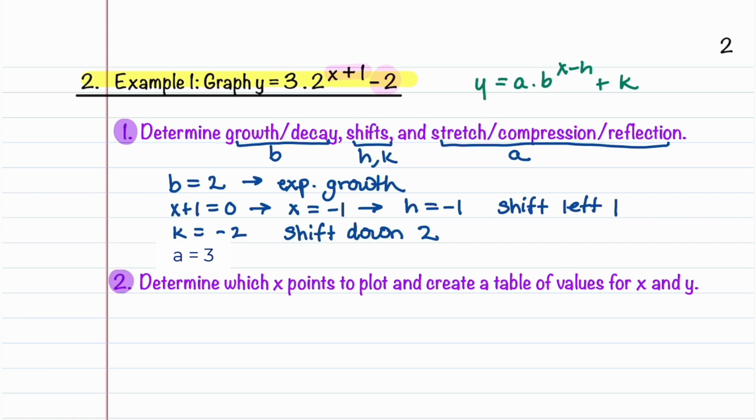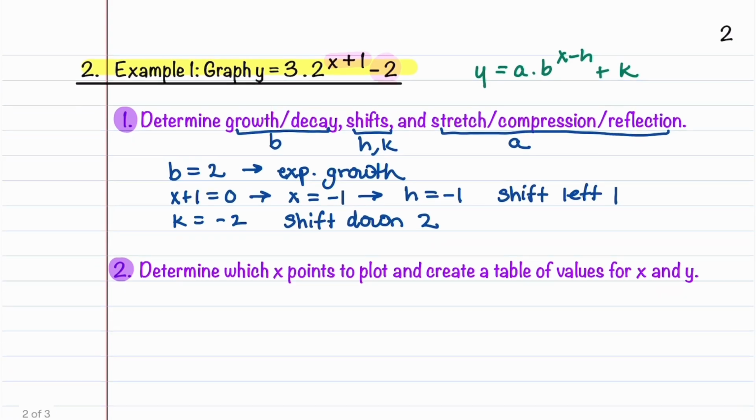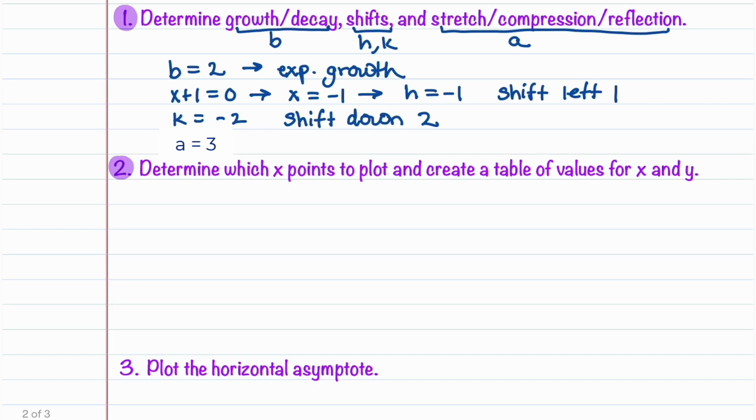Let's now go on to our next step. That step is to determine which x points to plot and then create a table of values for x and y. I'm going to have to move this up, so I'm actually going to write down our function again. y is equal to 3 times 2 to the x plus 1 minus 2.